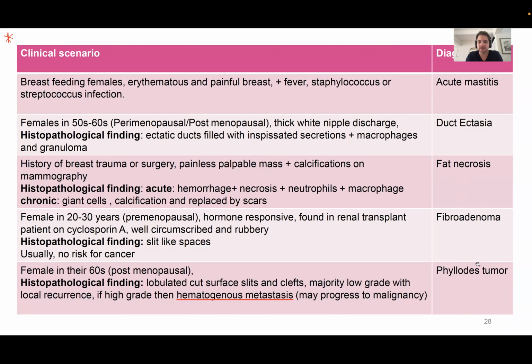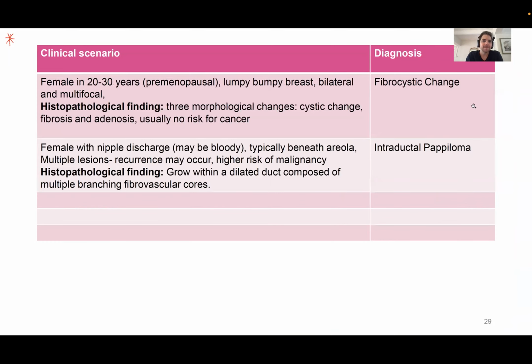if you're down to the wire, just going through these will help you differentiate these, okay? So fibroadenoma and phyllodes tumor will be your stromal tumors. Fibrocystic change, premenopausal, you will get this fibrosis and sclerosing adenosis, but this isn't really a risk for cancer, okay? This fibrocystic change, and then you can get intraductal papillomas as well.